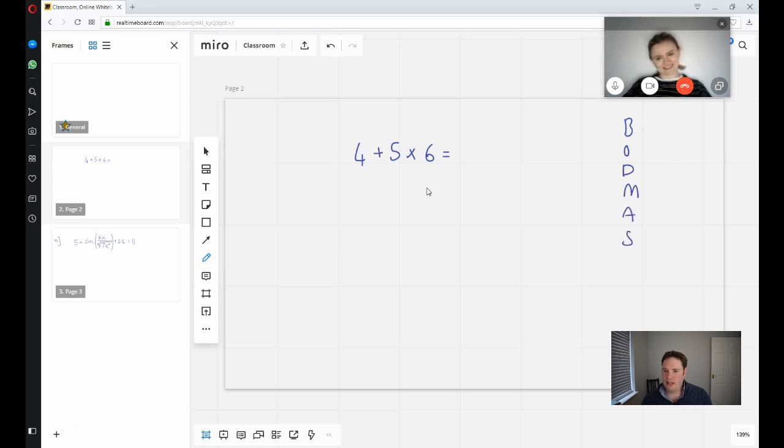Do you remember what any of them stand for? Brackets, divide, multiply, add, subtract. Okay, so we were thinking 54 to start with, but that is wrong. It's 34, isn't it? Because BODMAS tells us we do multiplying first, because it comes here, and then we do the add later.